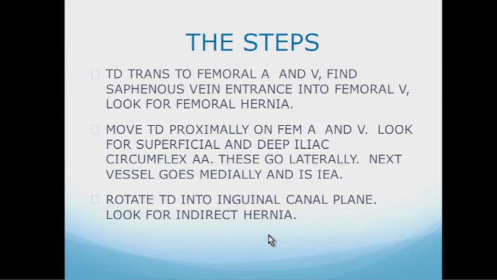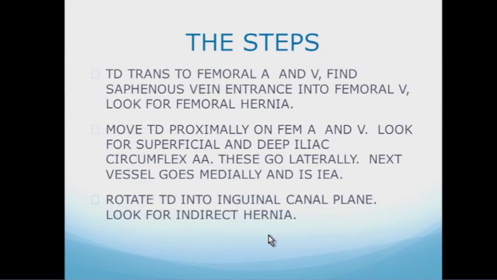So the steps are: take the transducer, hold it transversely to the femoral artery and vein in the thigh, move up the femoral vein, find the saphenous vein entrance, and look for a femoral hernia. Have the patient Valsalva. Then move the transducer proximally on the femoral artery and vein. Look for the superficial and deep iliac circumflex arteries. These two arteries go laterally. The next vessel up goes medially and is the inferior epigastric artery.